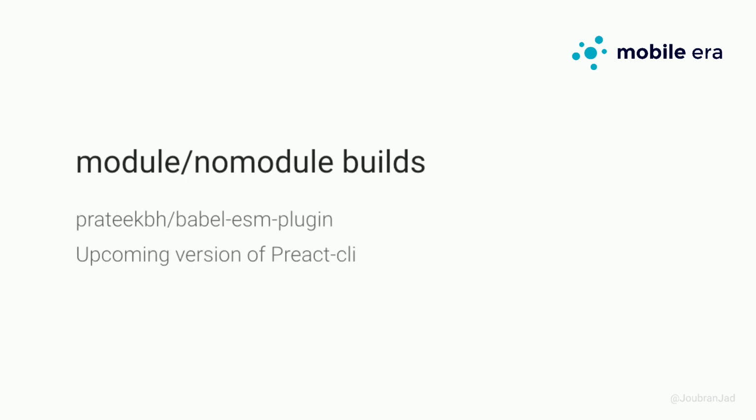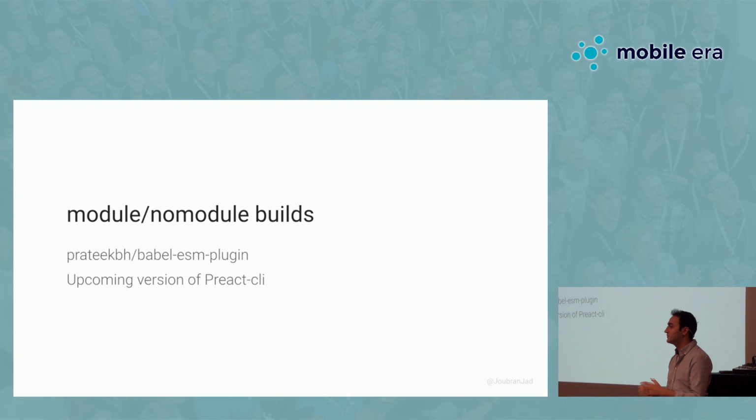Now, doing module no module builds is really tough if you want to do it yourself. I couldn't even get it to work, so don't even try. It's really, really hard in Webpack. But there is a plugin by Pratik that actually does it for you. It generates an ES5.js and an ES6.js file automatically, and even works with dynamic imports. And I've heard that this will most likely come to the next version of Preact CLI. So in a few weeks, months, the next version of Preact CLI will automatically give you module, no module builds. So ES6 and ES5, both JavaScript files.